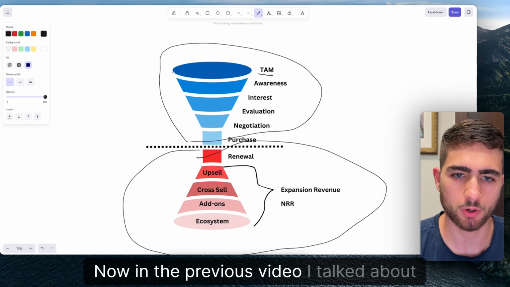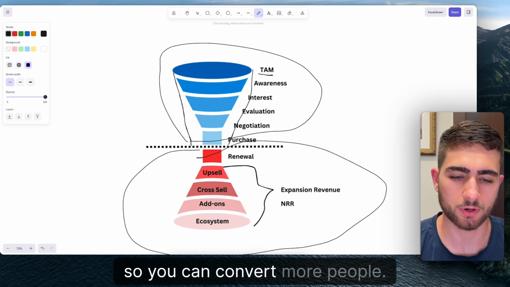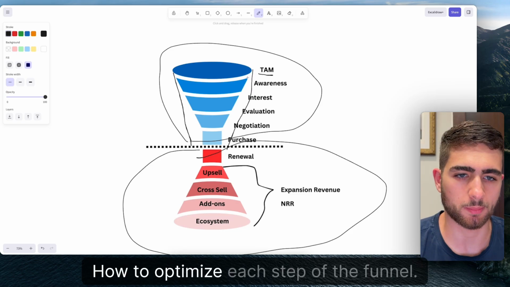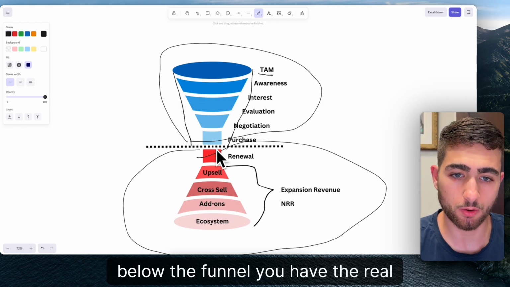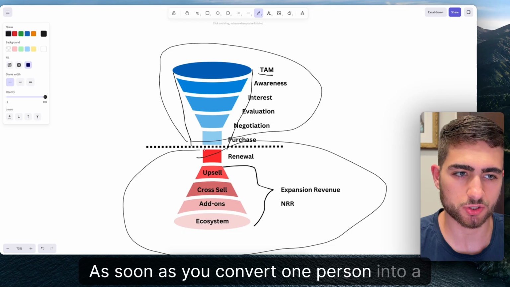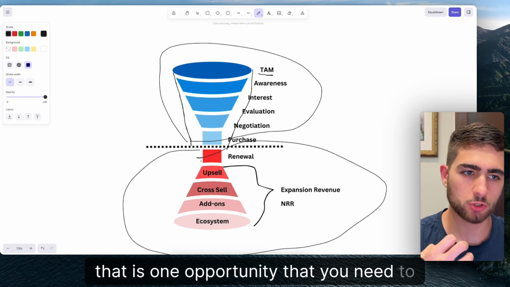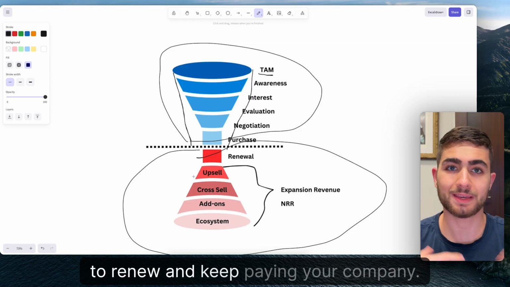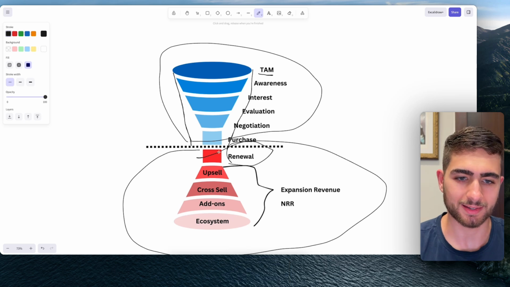Now, in the previous video, I talked about how to actually make this wider so you can convert more people. Okay, so more people can become clients. How to optimize each step of the funnel. Now, below the funnel, you have the real funnel. As soon as you convert one person into a client, that is one opportunity that you need to turn into more referrals or that person to renew and keep paying your company. So there's a whole process about lowering churn, increasing renewal, upsells, cross-sells, add-ons.